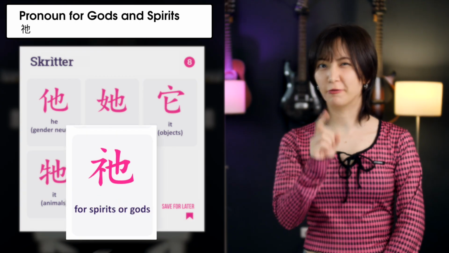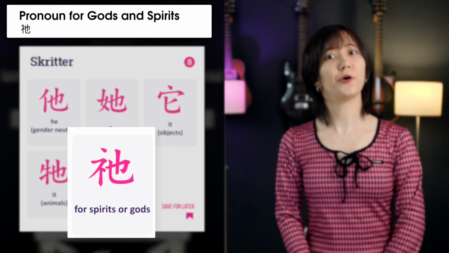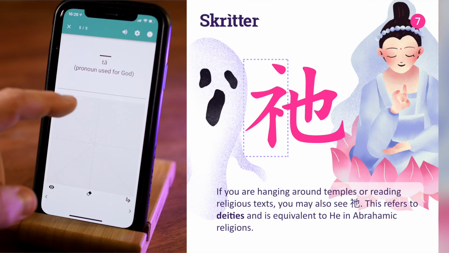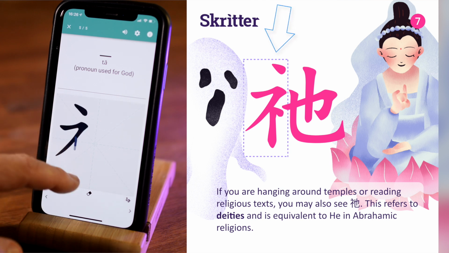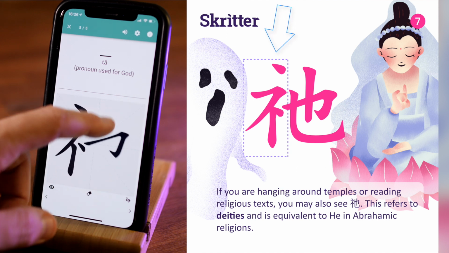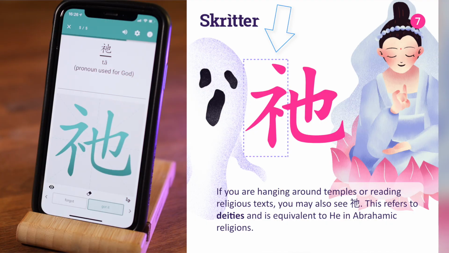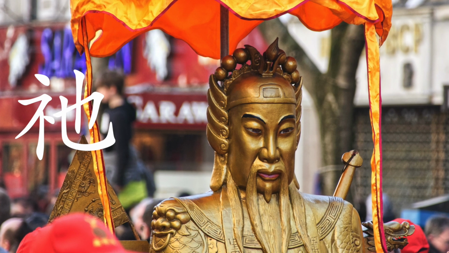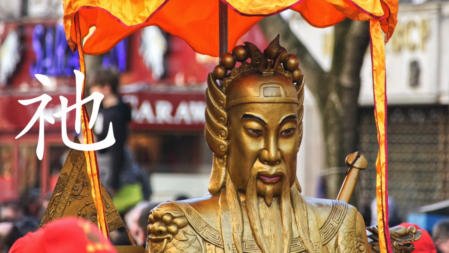Finally, we have one for gods, ghosts, and spirits. The radical on the left is 示, which relates to religion. So you will see this 祂 in temples or ghost stories.